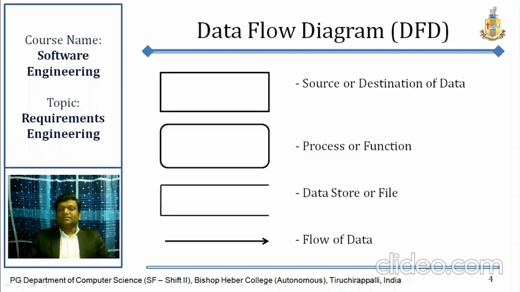As you see in the slide, the data flow diagram has these 4 basic elements. The first, a rectangle, is used to define the source or the destination of data. The second, the rounded rectangle, is used for depicting the process or the function. The third, the open-ended rectangle, is used for specifying the data store, and the arrow mark shows the flow of data.